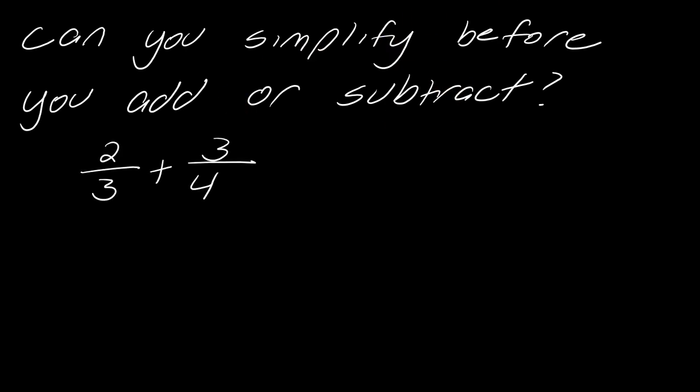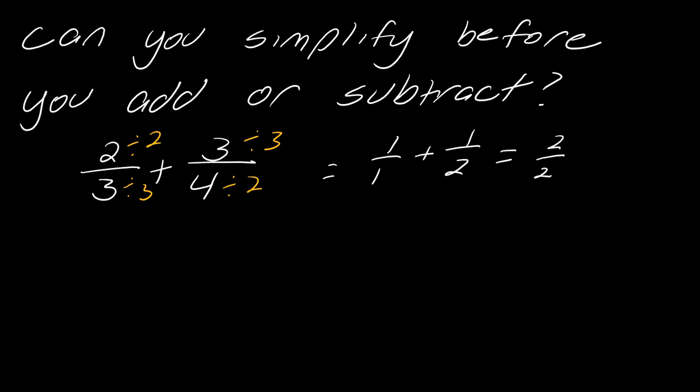simplify beforehand. So just to show you what I mean, what if I looked at this and I'm trying to add and I go, oh, I can divide these by 2 and I can divide these by 3. So what would this become? This would become 1 over 1 plus 1 over 2. And so that would be 2 over 2 plus 1 over 2, so that would equal 3 over 2. This is wrong. This is going to end up not being right.